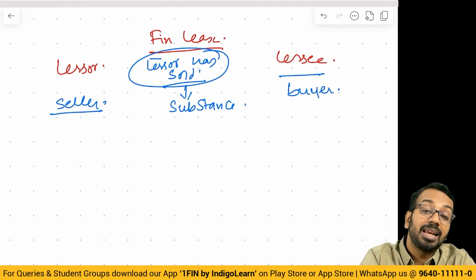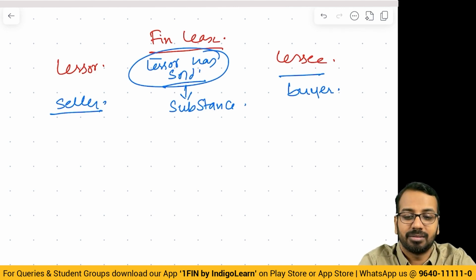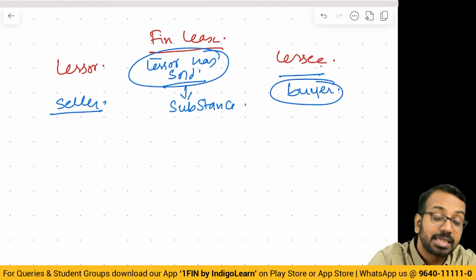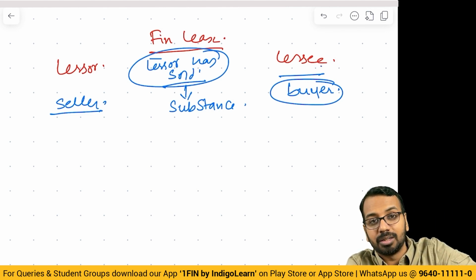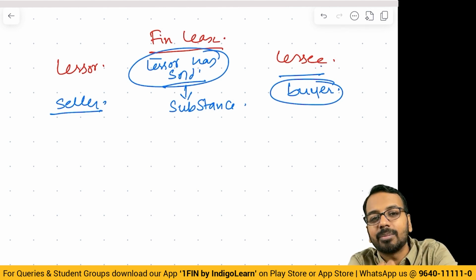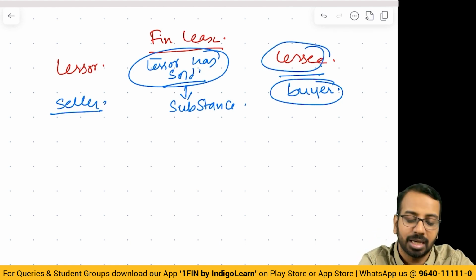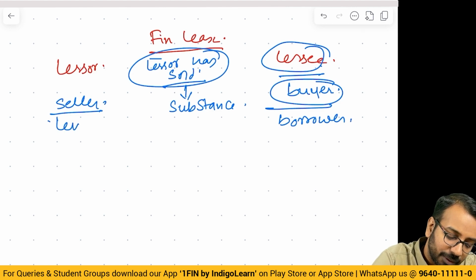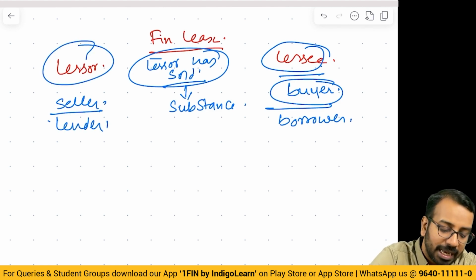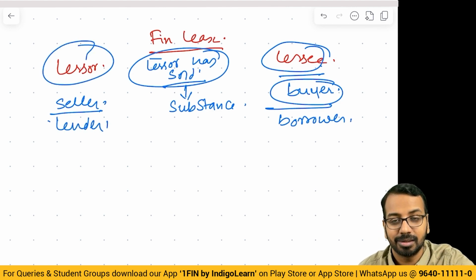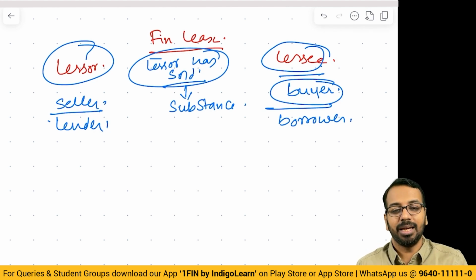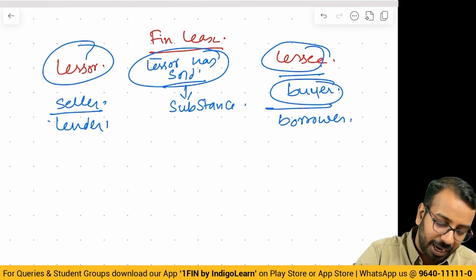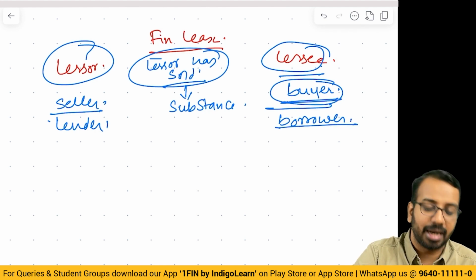Now, has the lessee paid something immediately to the lessor? The lessee has not paid something. So in that case, you can also say that lessee will pay something in the future, and it is something like a loan which is taken by the lessee, because lessee has not paid anything upfront. So lessee becomes the borrower and the lessor becomes the lender. Lessor is acting as if I have sold the asset, but because I have not received the money, I am treating myself as the lender. And on the other hand, the lessee will say I am the buyer and the borrower.